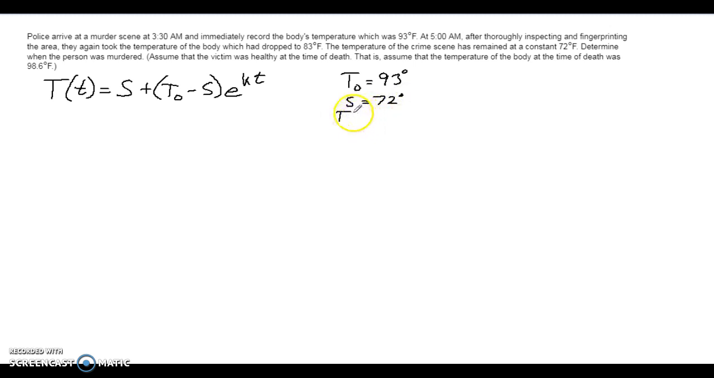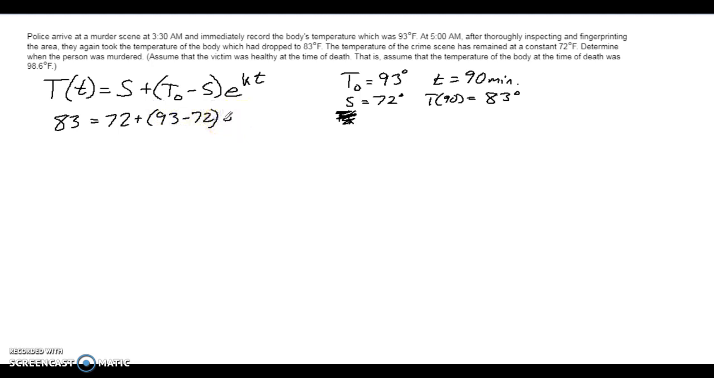T itself, oops, not that first. Our time is going to be 90 minutes. Let's go with time in minutes. That will make things easier. And then T of 90, we are told, is 83 degrees. And we can use all of this to solve for K. So we have 83 degrees is equal to 72 plus, in parentheses, 93 minus 72, e to the k times 90.